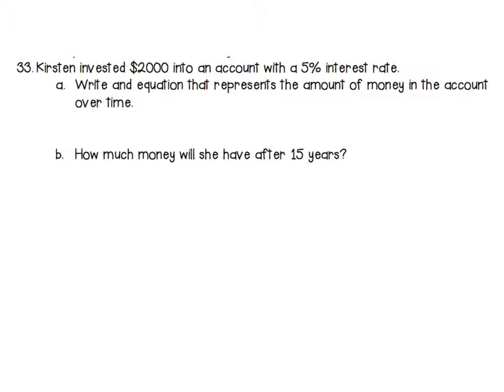Problem 33 reads, Kristen invested $2,000 into an account with a 5% interest rate. Part A asks you to write an equation that represents the amount of money in the account over time. This is going to be an exponential growth problem. So it's going to be y equals our initial amount, which was 2,000, times 1 plus the rate, which was 5%, written as a decimal, which is 0.05, to the t power, because it's over time. It just wants our equation.